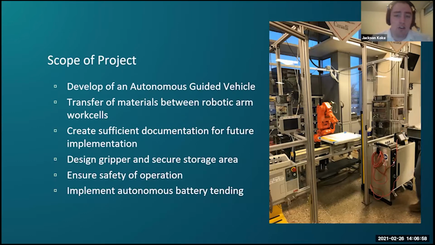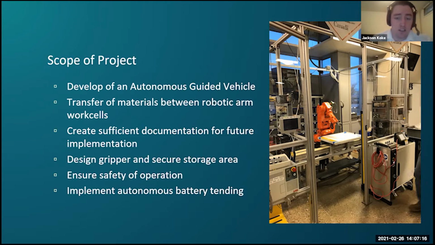So the main goal of our project is the transfer of parts and materials between robotic arm work cells in the Mechatronics Lab. We also need to create sufficient documentation to ensure instructors and future students can add on to our project. So design of a gripper and a storage plate is necessary to pick and drop off parts.